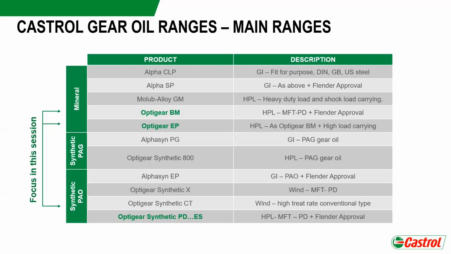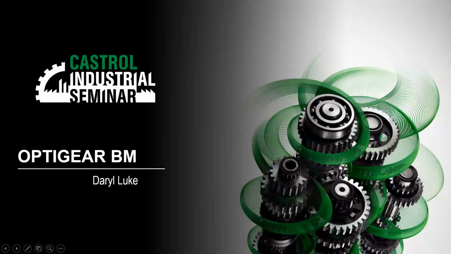So more detailed information about these products can be found on our Lubricant Oracle website, and even more detailed information on high performance lubricants can be found in our digital HPL guide. Today, however, we will focus on Optigear BM, Optigear EP, and Optigear Synthetic PDES. So let's first look at the first product range, Optigear BM.